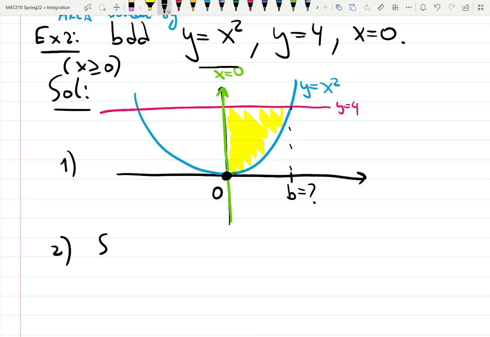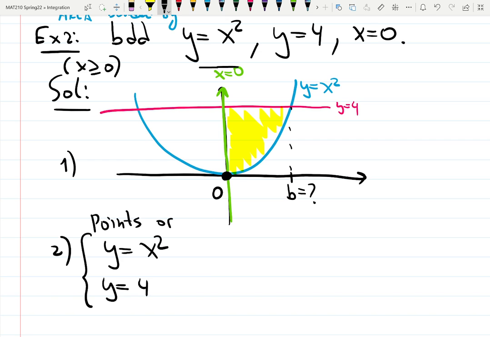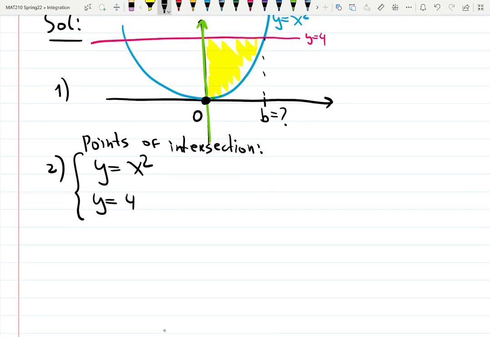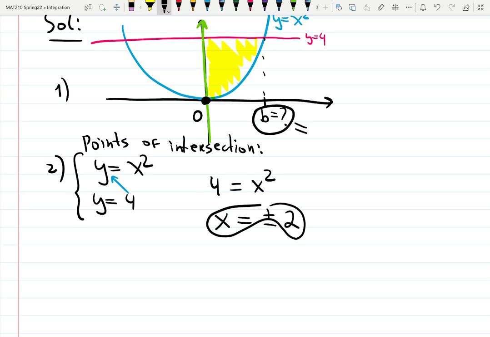So you create a system. Y equals x squared and y equals 4, to find points of intersection. How to do that? You solve the system of equations. 4 equals x squared. You plug it in. 4 equals x squared, solve that. X has 2 solutions, plus and minus 2. But we only need 1. Visually, I can say it's this one, and this is how you find a point of intersection. Can you do that?